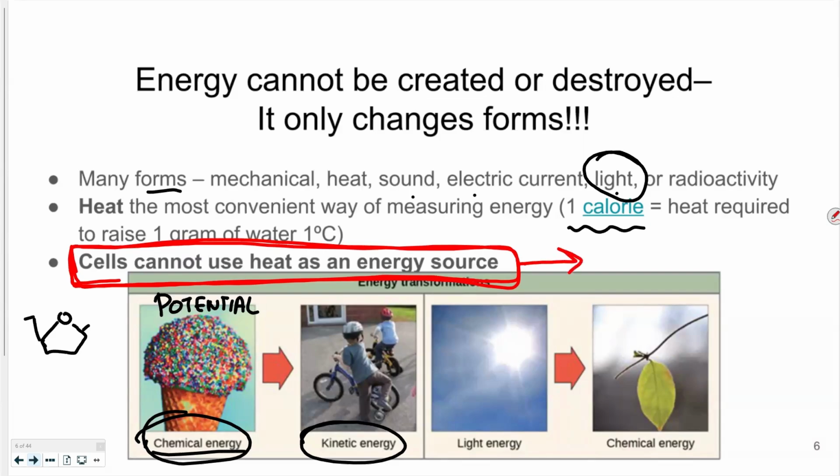So when we talk about chemical energy getting transformed to kinetic energy, some of that energy is going to get lost as heat because the cells can't use it. Okay, so heat is not a useful form of energy for cells.